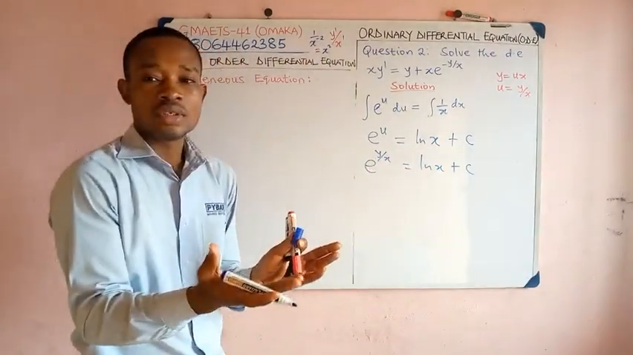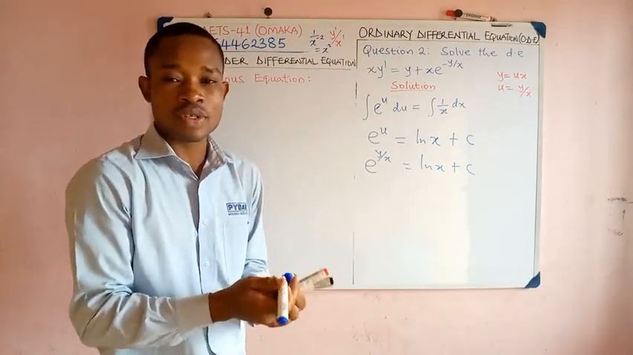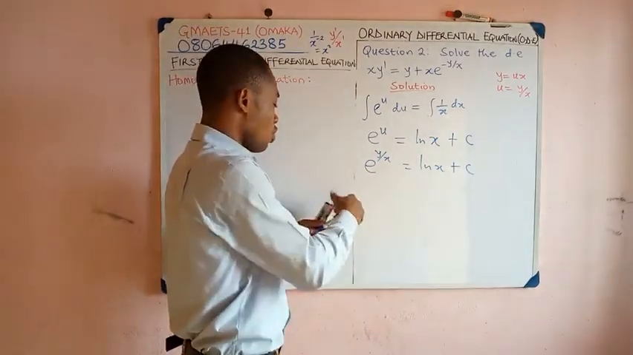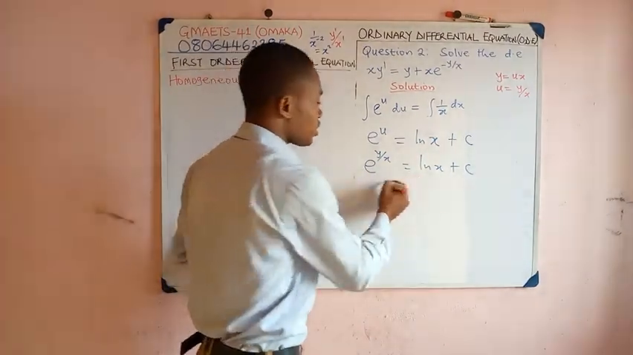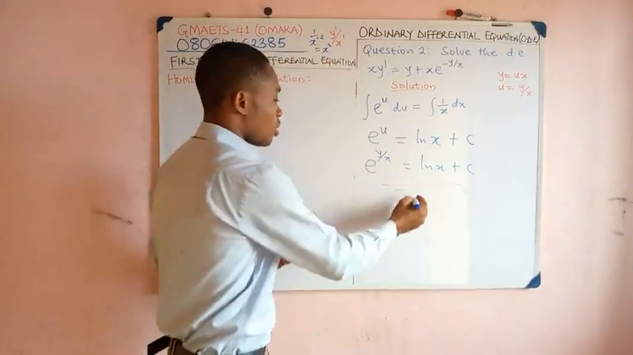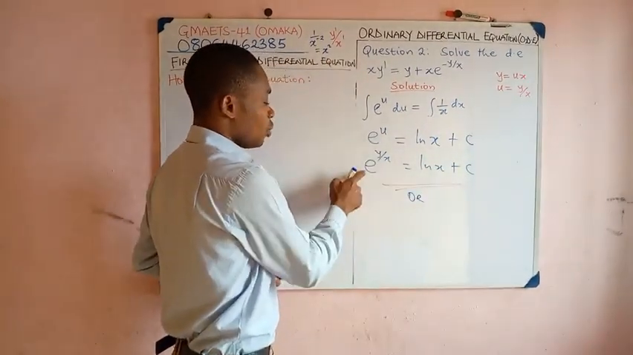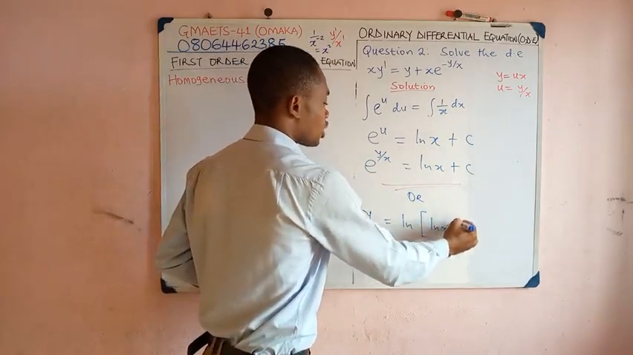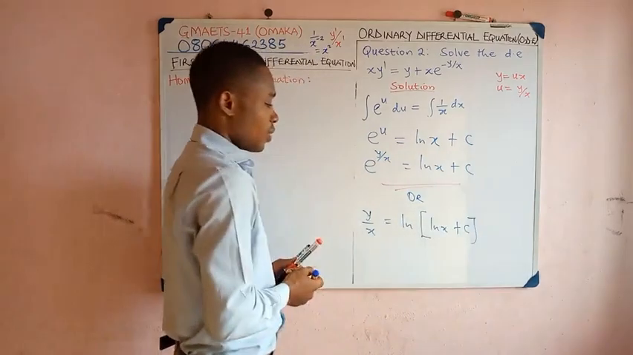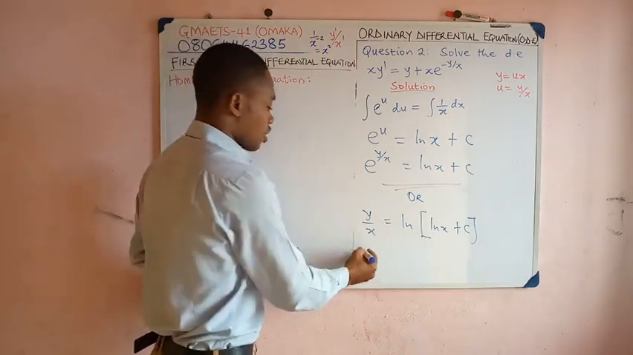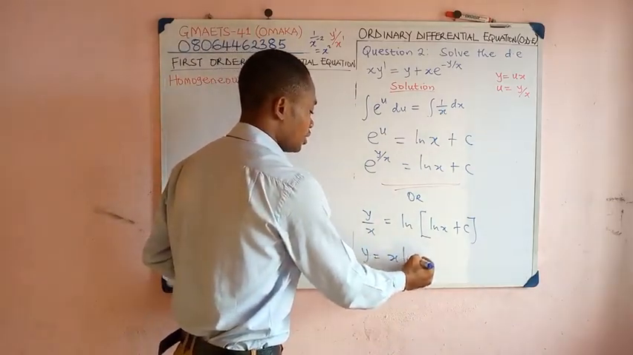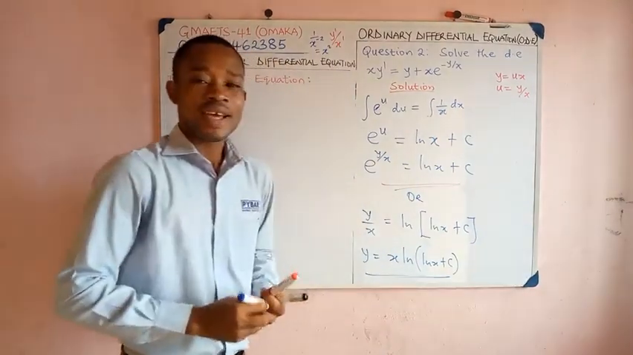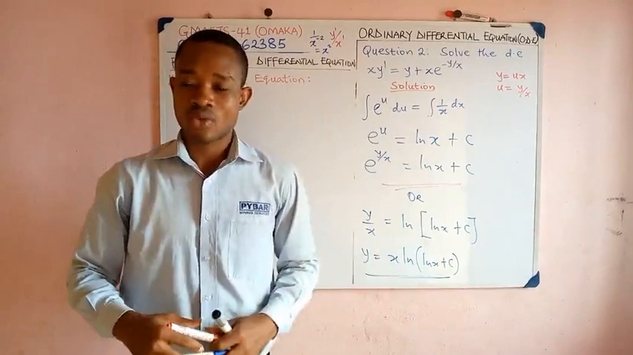This is our solution. We might still choose to play around with the solution by doing further simplification. If I take ln of both sides, what's going to happen? The ln will remove this exponential sign. But before then, let me just underline this as part of our answer. Then I'll write or. Taking ln of both sides, the ln will remove this exponential, and you'll have y over x equal to ln of (ln x plus what? c). And if you decide to cross multiply, you have y equals x ln(ln x plus c). So this could still be an answer to this question.